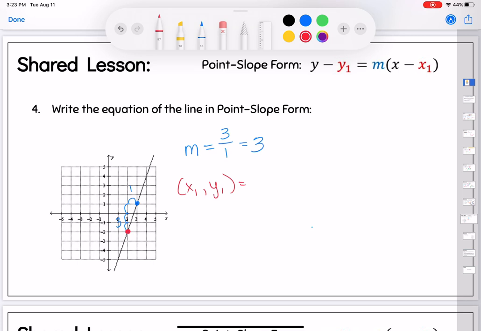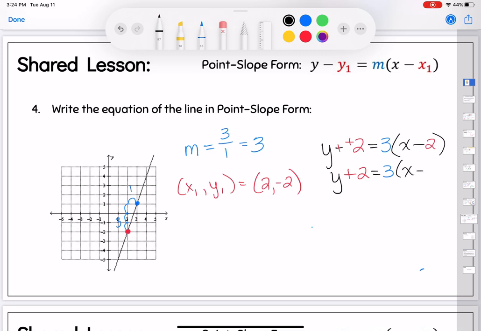Let's say I choose this point. That would be (2, -2). And so then my equation would be y minus y1, which is negative 2, watch your negatives, equals m, which is 3, parentheses, x minus x1, which is positive 2. Got to do a little simplifying. Y minus a negative there gives me a positive. So it's really y plus 2 equals 3 parentheses x minus 2.